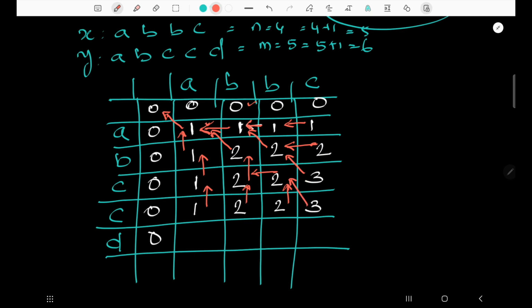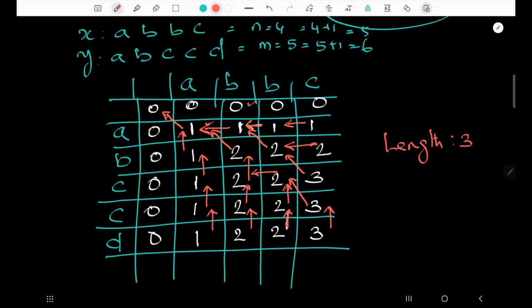And then D and A both are not same, so the highest value I took from here. Then D and B both are not same, so the highest value I took from the top cell. D and B also not same, so I just take the value from the top cell. And then D and C again not same, so I take the biggest value from the top cell. Okay, now what is the length of the longest subsequence? The length is 3.